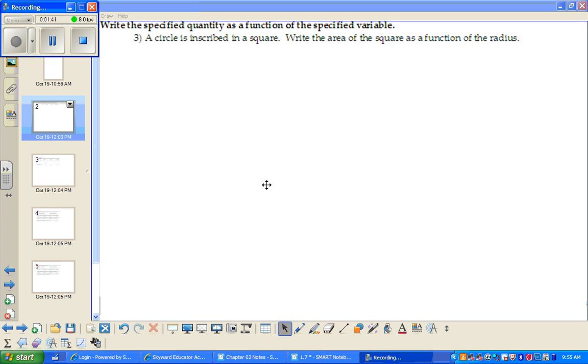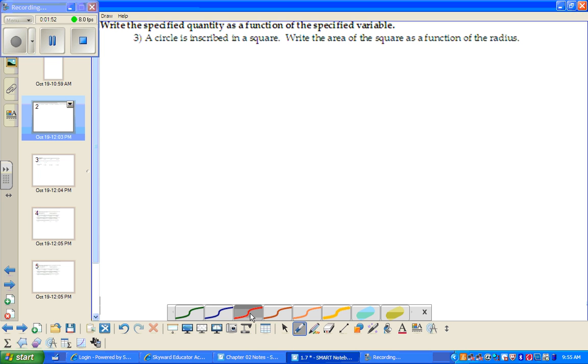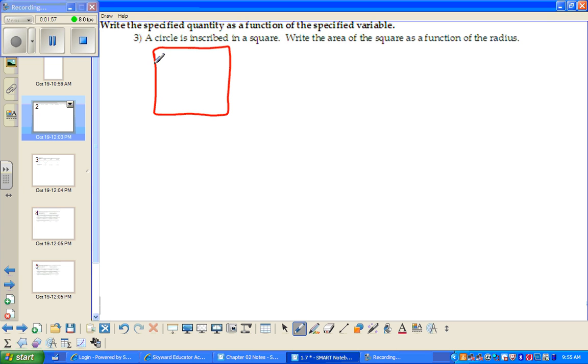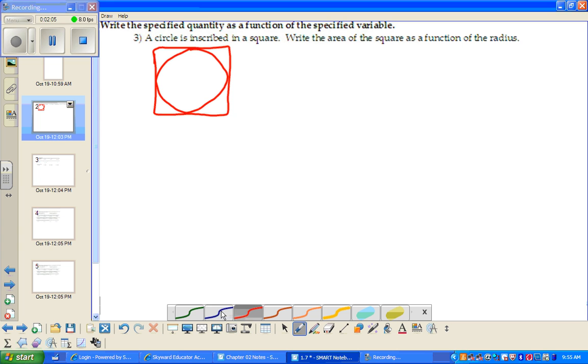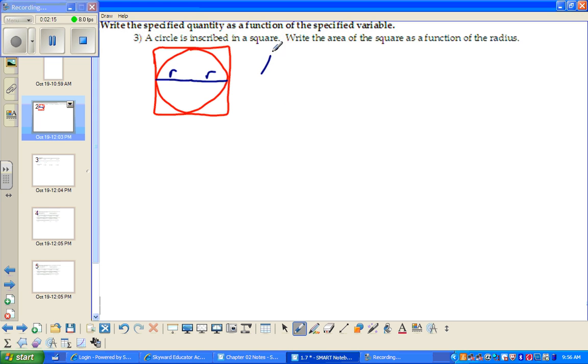The third question is a circle is inscribed in a square. Write the area of the square as a function of the radius. So here's my square. Circle is inscribed in the square. This would be the radius. The diameter is obviously 2r. How do you find the area of a square? Area is side length squared.